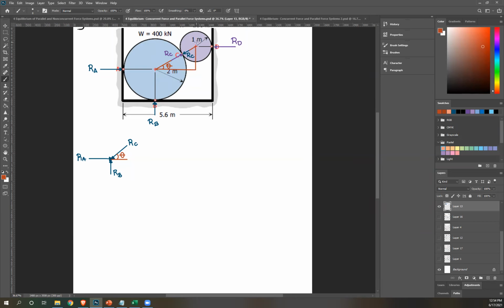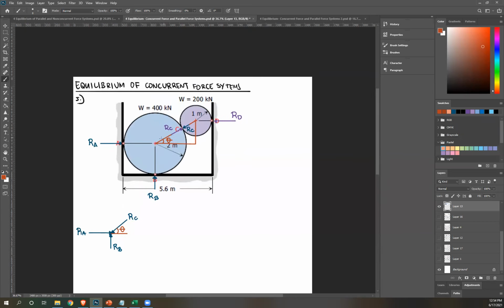Okay. If you've noticed, we have ourselves a right triangle, right? So I'm going to extract that. This is the angle that we want, so I'll just solve for that.